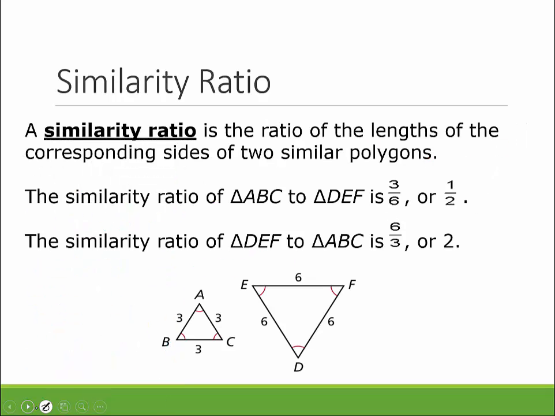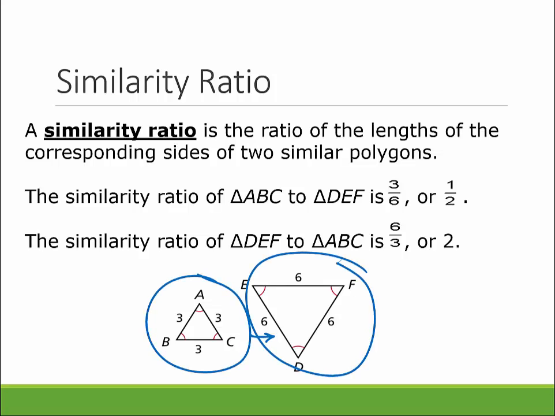So a similarity ratio is the ratio of the lengths of the corresponding sides of two similar polygons. Now with a similarity ratio, it matters which one you talk about first. So if I talk about the ratio of ABC to DEF, it's 3 over 6, 3 over 6, 3 over 6, or we can reduce that to 1/2. But if I go the other way around and talk about the ratio of DEF to ABC, it's 6 over 3, or 2 over 1, or we can just write that as 2. So pay attention to which one they're talking about first.